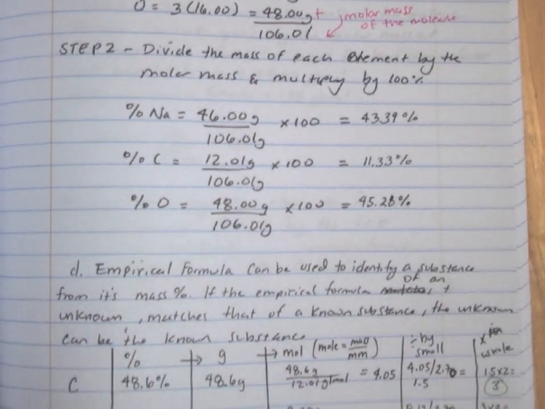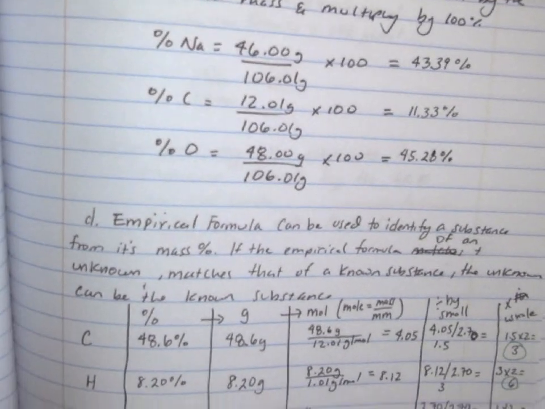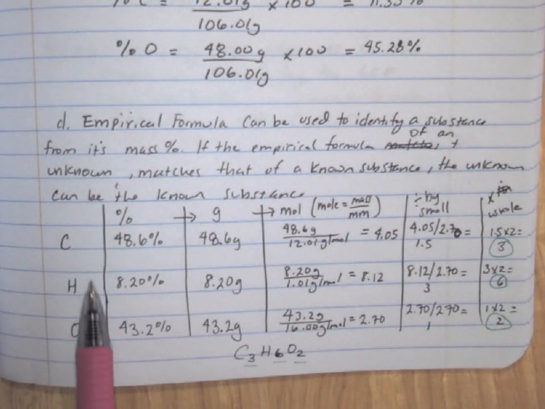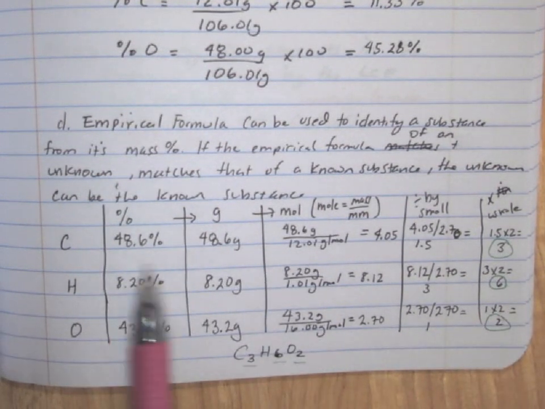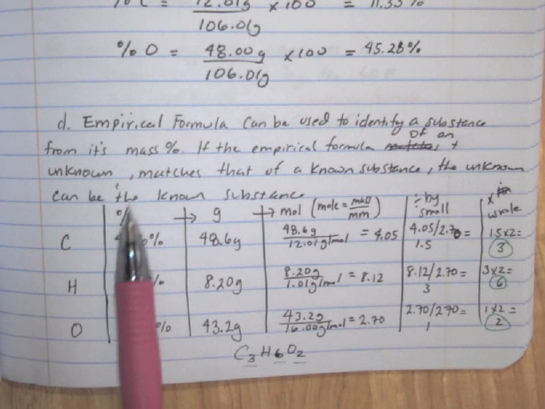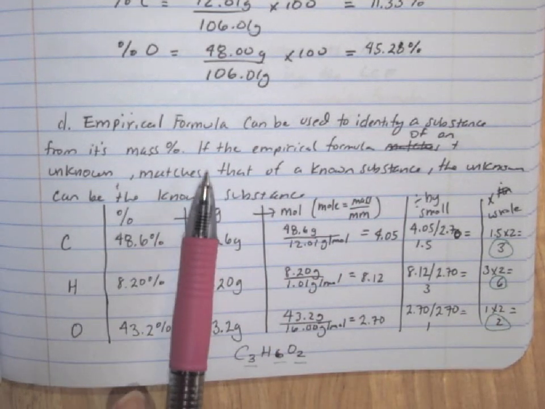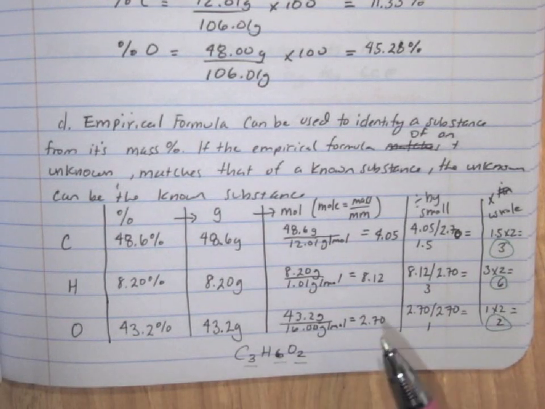Okay, so we can use these mass percents to get the empirical formulas. So here we have mass percents of carbon, hydrogen, and oxygen in an unknown molecule. And this is helpful because we can use the empirical formula that we get from this process to identify the unknown or help to prove that the unknown is what you think it is.